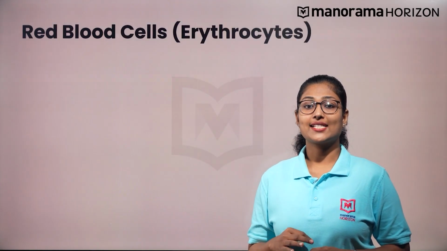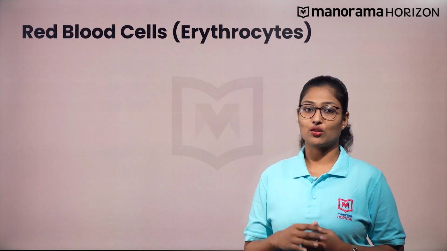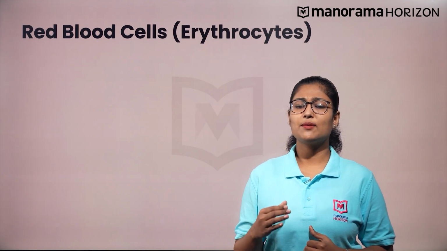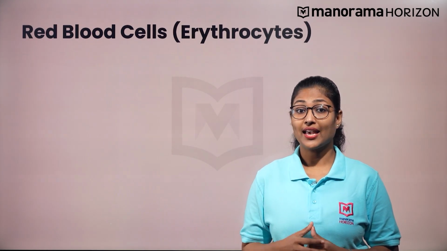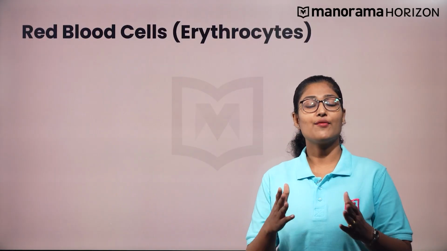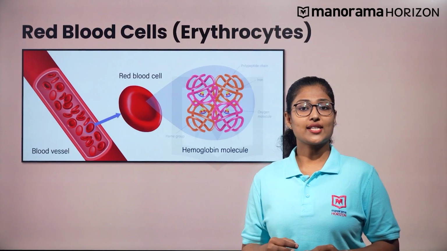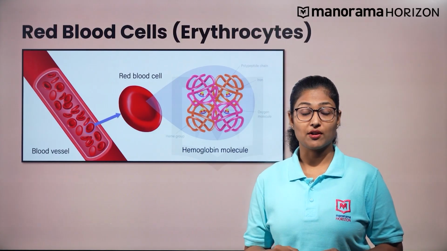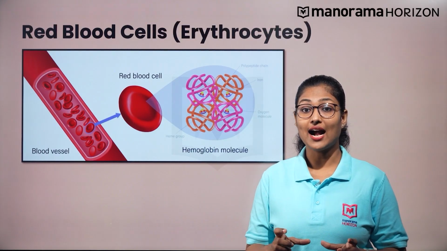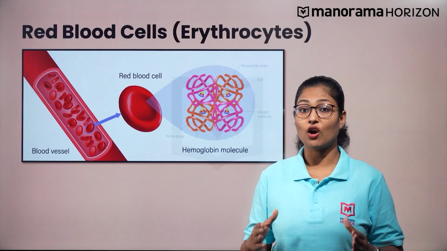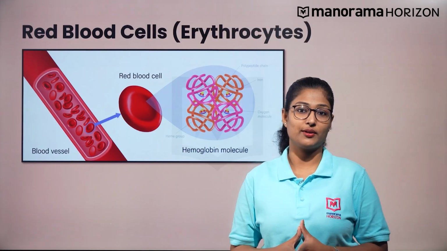Red blood cells are also known as the erythrocytes. Why are they termed as red blood cells? Any idea? Here is the answer. Erythrocytes are known as red blood cells because they have a red colored iron-containing complex protein called hemoglobin.